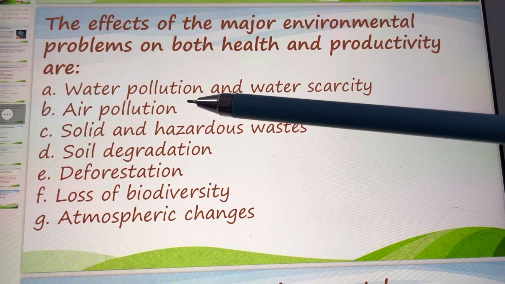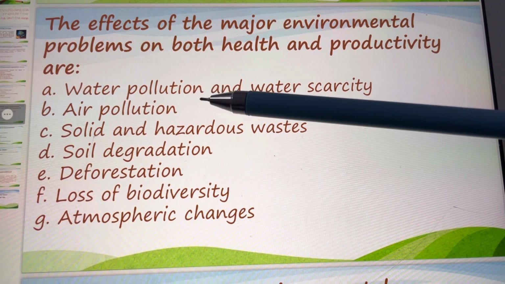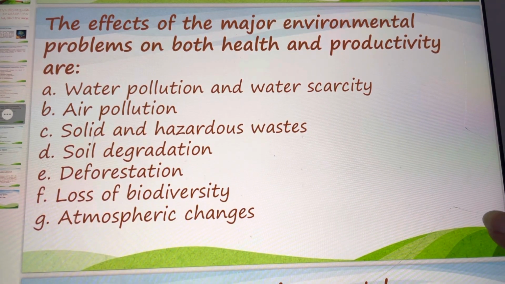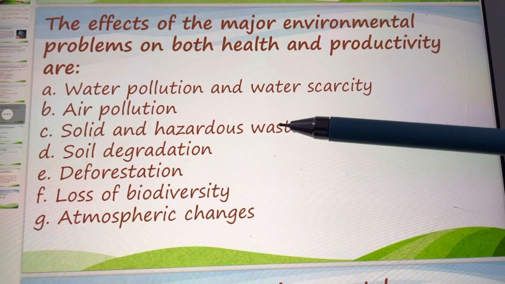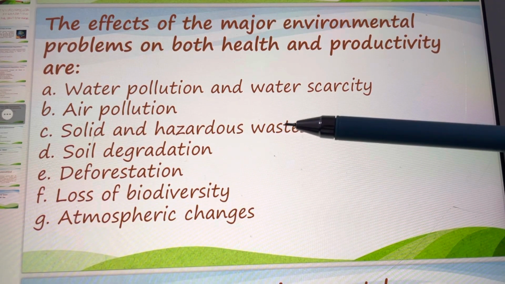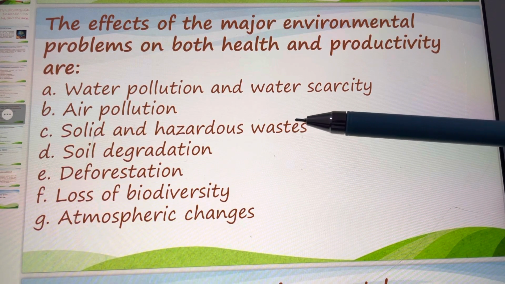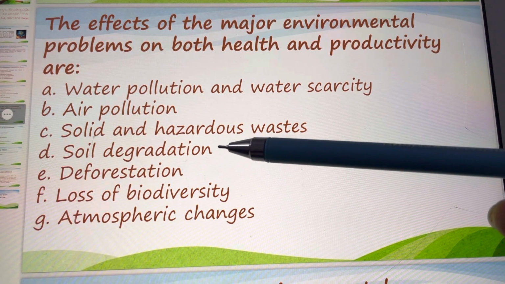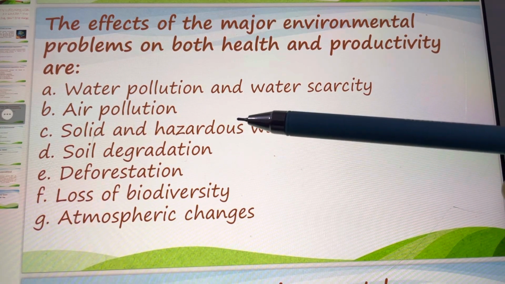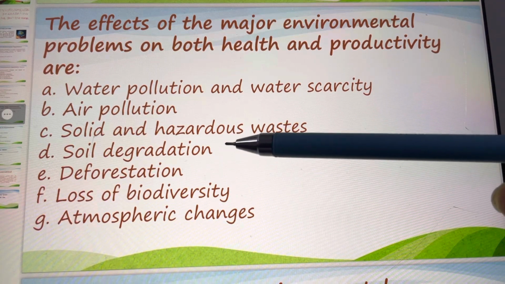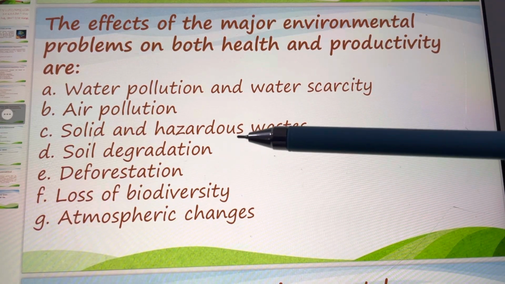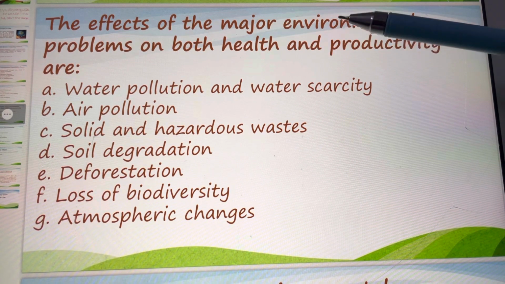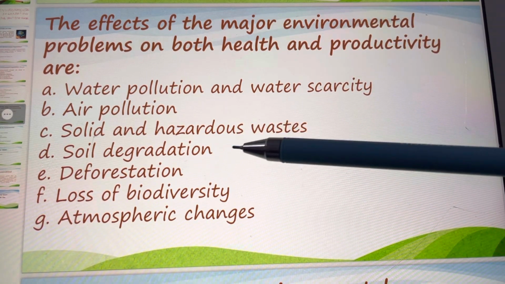Air pollution, because people cannot breathe clean air. So air pollution is also one of the problems, and it creates health problems for people. Solid and hazardous waste, specifically from industries and other areas, if not managed properly, creates a major environmental problem. Soil degradation, because with the use of chemical fertilizers and pesticides, the fertility of the soil is continuously declining. Soil degradation is a major environmental problem, which we are facing in India today.